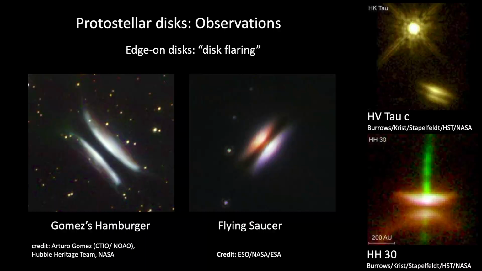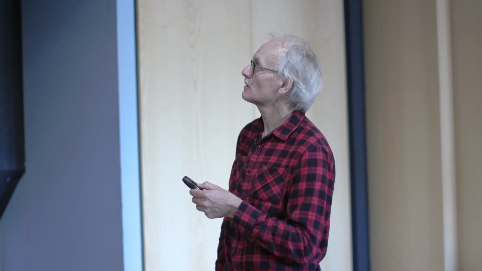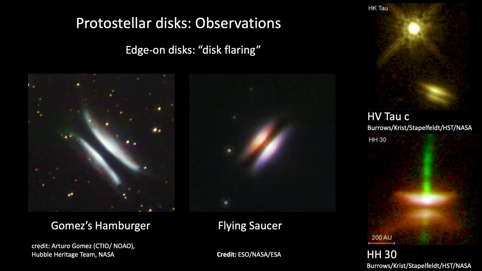Totally different here. These are disks seen from the side, edge on. They have funny names like Gomez's Hamburger, you can see why. This is the flying saucer. There are some others, they're very nice. And you see the structure of the disk. In fact, you see how the disk becomes thicker far away from the central object in all cases. And I will explain why in just a minute.